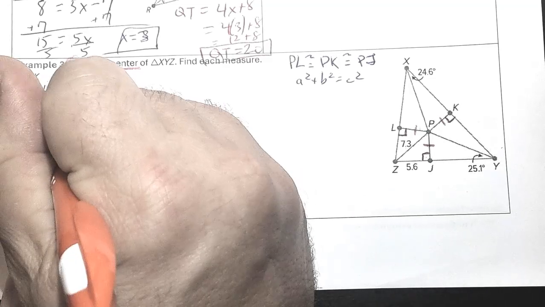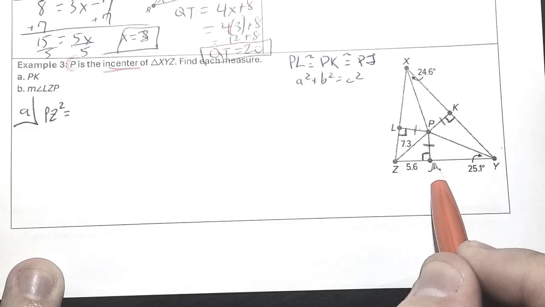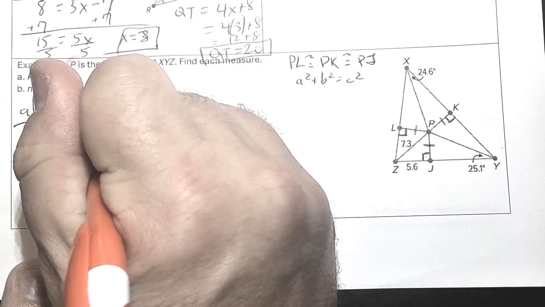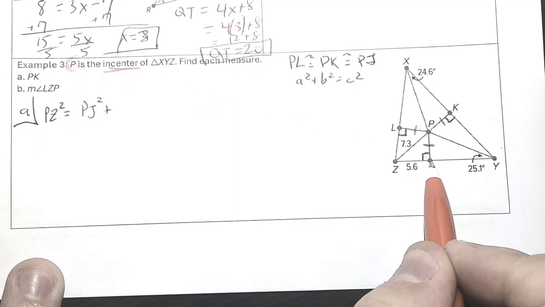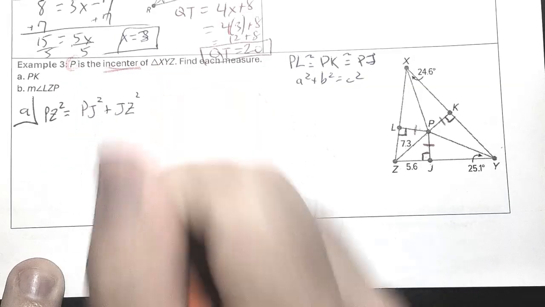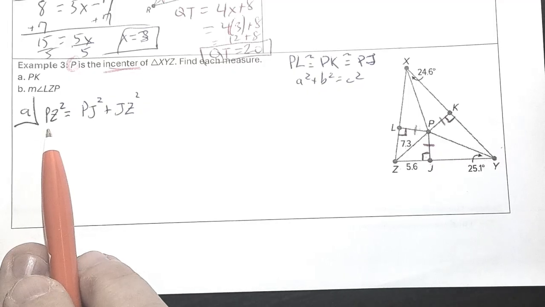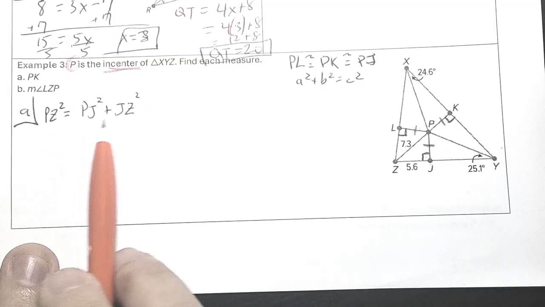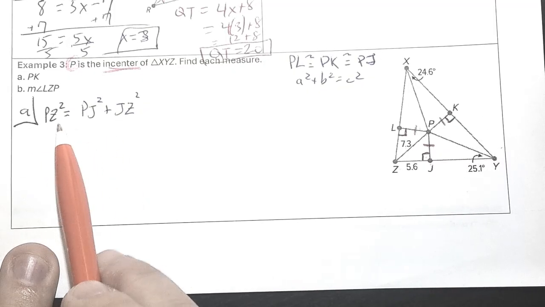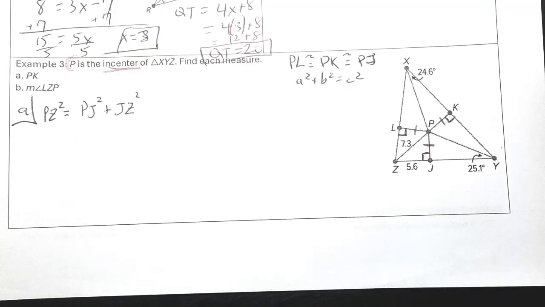I'm sorry, PZ squared equals PJ squared plus JZ squared. Okay, so let's plug in what we know. Actually, yeah, we're going to subtract here. I should have written it the other way. That's okay.